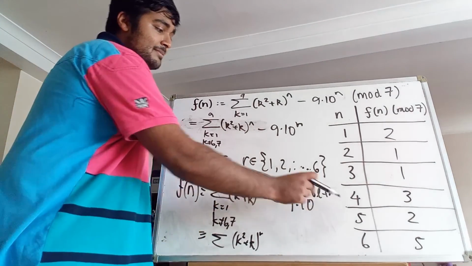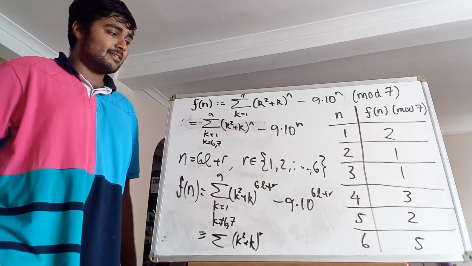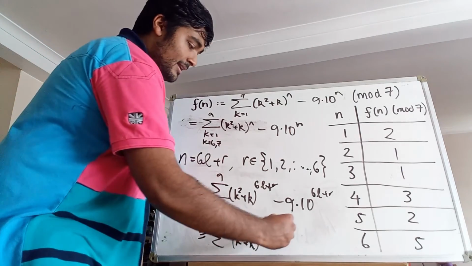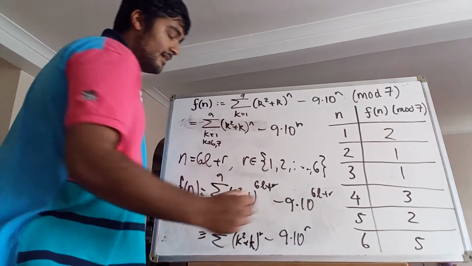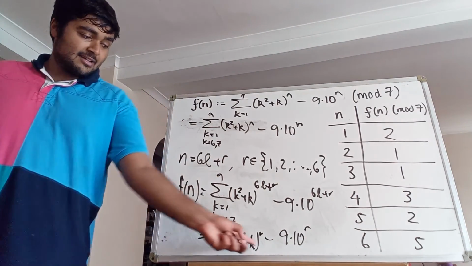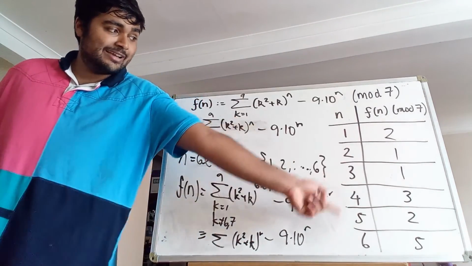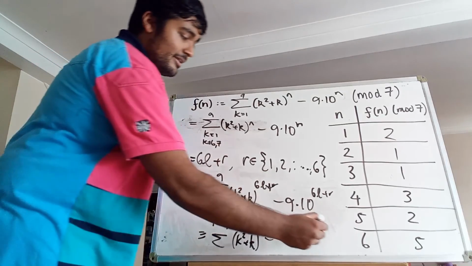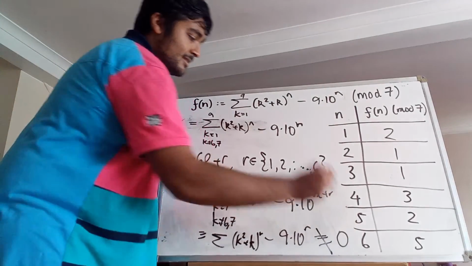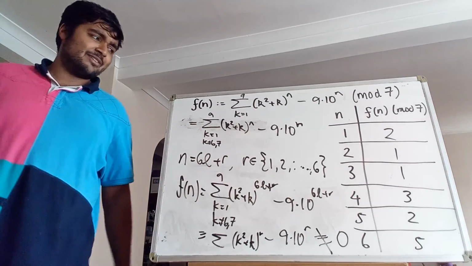But again, we can do the same thing. 10 to the 6 is going to be congruent to 1 mod 7, so is 10 to the 6l. So this is going to be minus 9 times 10 to the r, like so. So f of n is just this guy here, but we know r is between 1 and 6, and we've just got a table here, and we know none of these values here are ever 0, so we can write that this thing here is not congruent to 0 mod 7.